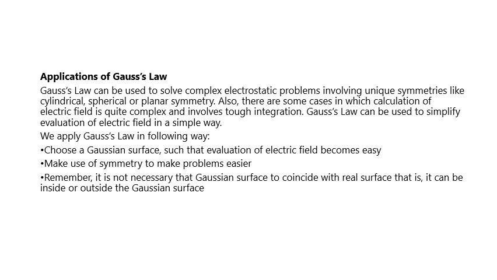First, choose a Gaussian surface such that evaluation of electric field becomes easy. That is very tricky. What surface should be chosen? It should be symmetric, it should be closed, and it should simplify the problem. Then make use of symmetry to make the problem easier. Remember, it is not necessary for the Gaussian surface to coincide with the real surface. That is, it can be inside or outside the real surface. So it is interesting here. First thing is to check the surface and then do the things.